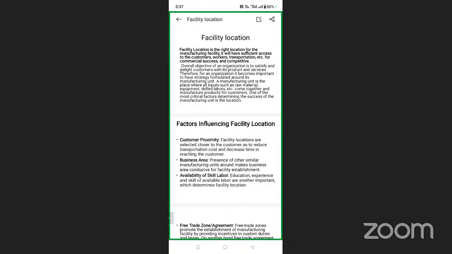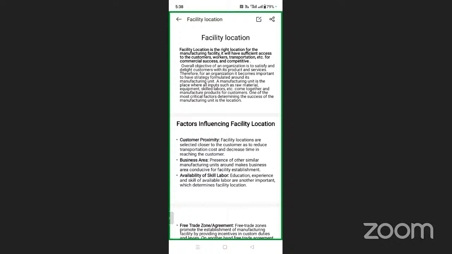Facility location is the right location for the manufacturing facility. Suppose we have an organization, I want to give you an example. What is the objective of the organization? From the point of view of facility location, the organization will locate its facilities. That's why we are saying facility location is the right location for the manufacturing facility, right?